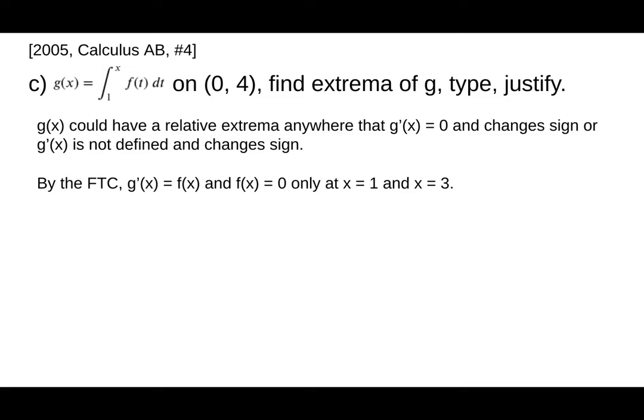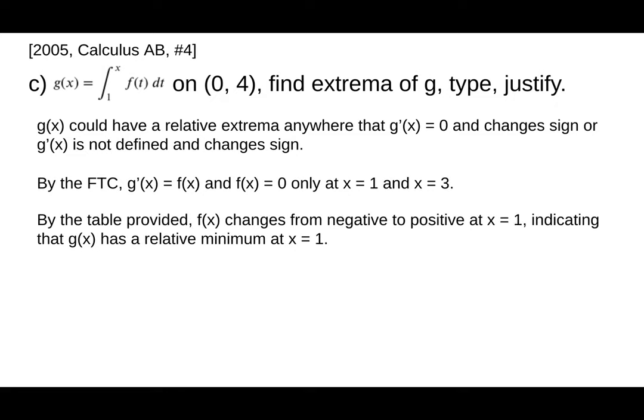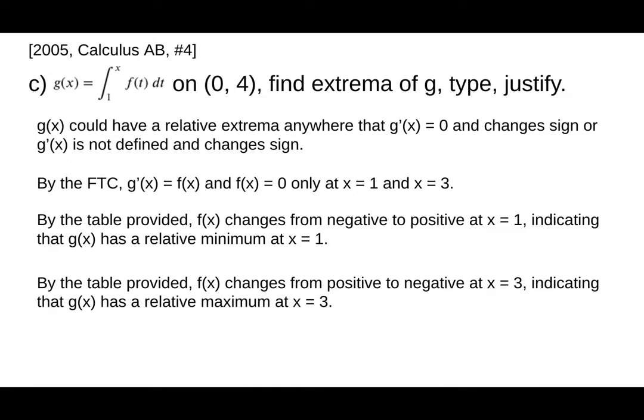Based on the fundamental theorem of calculus, we know that g prime of x will just be f of x, and we know that f of x will equal 0 only at x equals 1 and x equals 3. That's from the table. Now, using this information, f of x will change sign from negative to positive at x equals 1, indicating that g of x has a relative minimum at x equals 1. And also from the table, f of x changes from positive to negative at x equals 3, indicating that g of x will have a relative maximum at x equals 3.